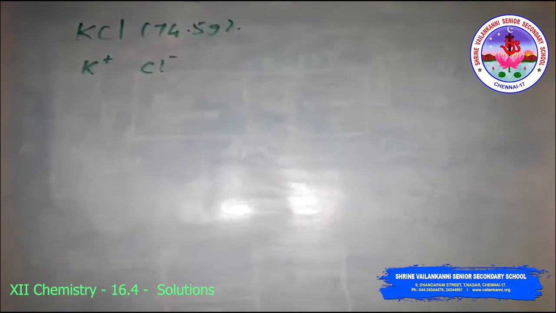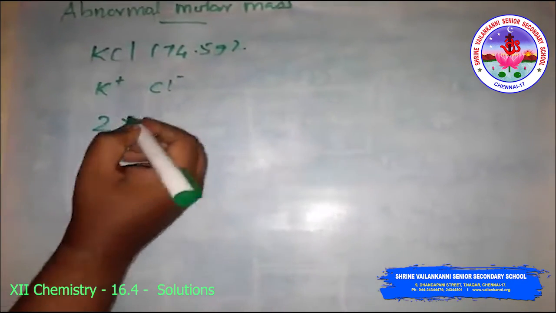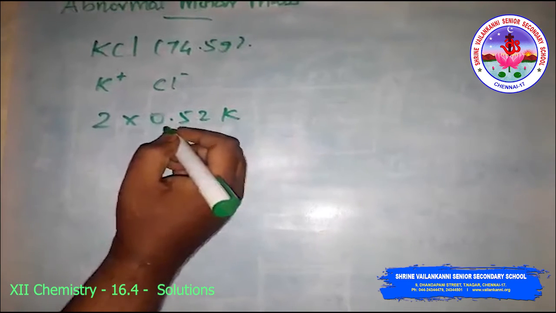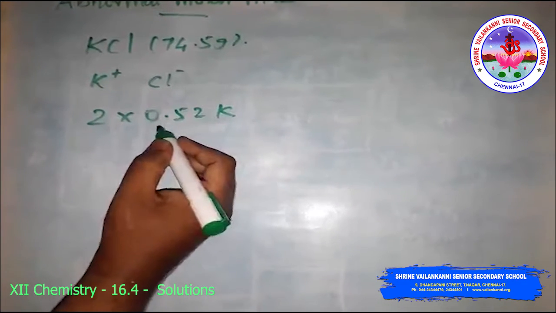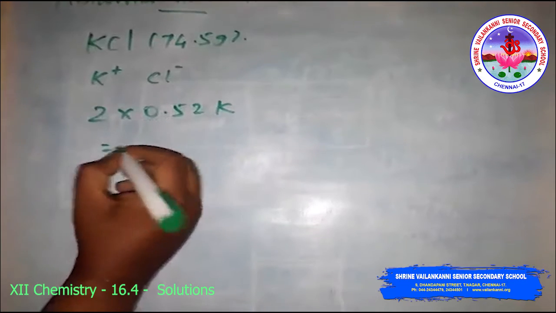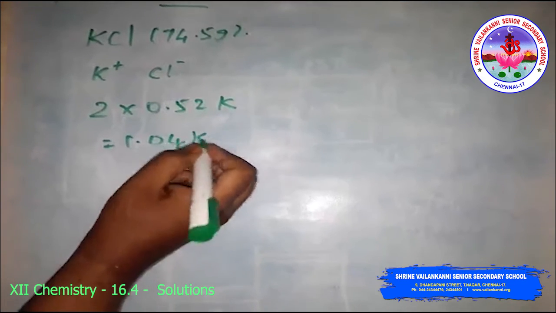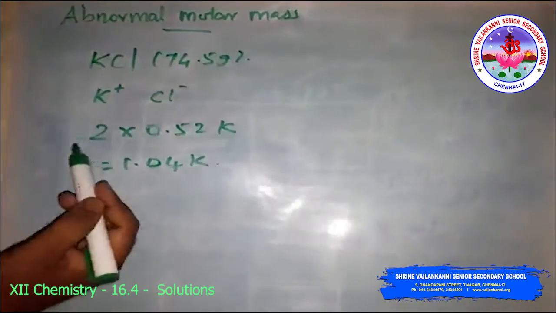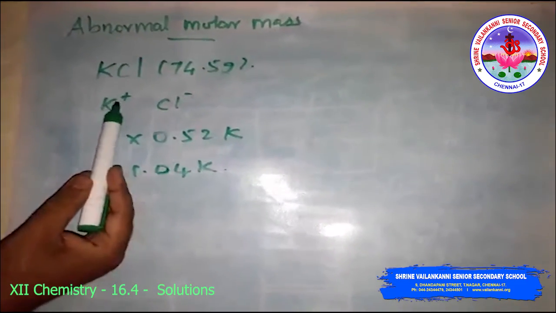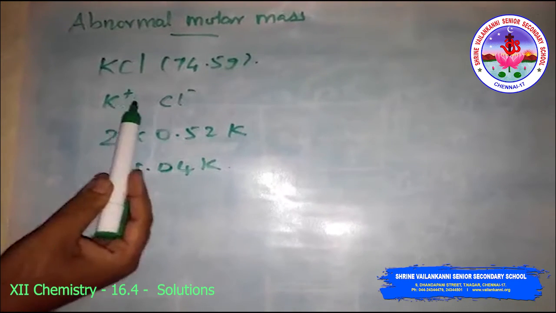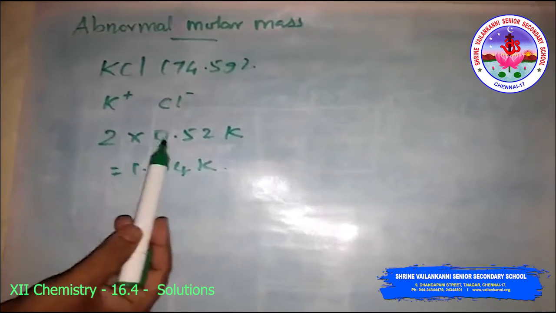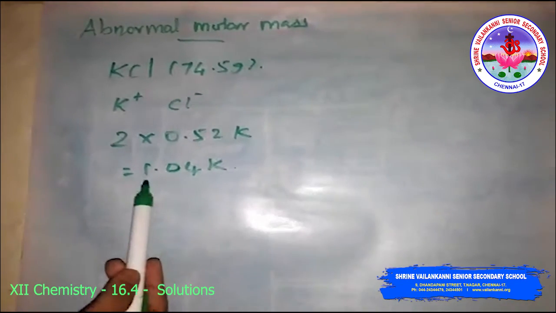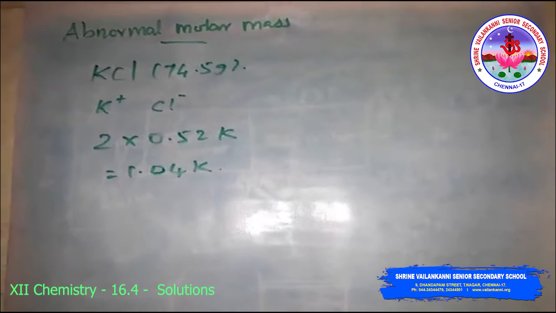increase the boiling point by 2 into 0.52 Kelvin, where 0.52 is the boiling point elevation constant of water. So we get 1.04 Kelvin. Here the 2 is the number of ions dissociated, 1 K+ and 1 Cl-. So 2 into 0.52 Kelvin becomes 1.04 Kelvin.